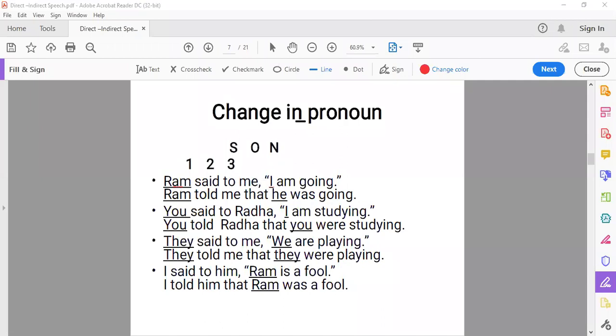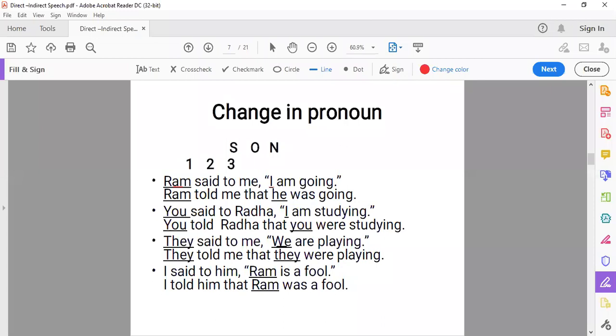What will we change I into? He, because it is third person singular. I was first person. It will change with the subject of the reporting verb, Ram, and it will change into he. Coming to the second sentence, You said to Radha, "I am studying." Now here we have in the reported speech the subject I again. It will change with the subject of the reporting verb. But when we look at the reporting verb, here the subject is you, which is second person. So this I will change into you. Third sentence, They said to me, "We are playing."